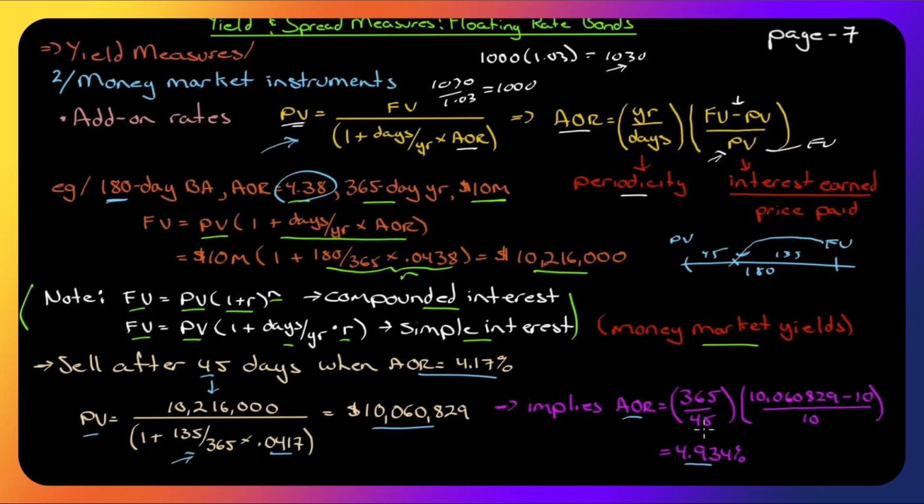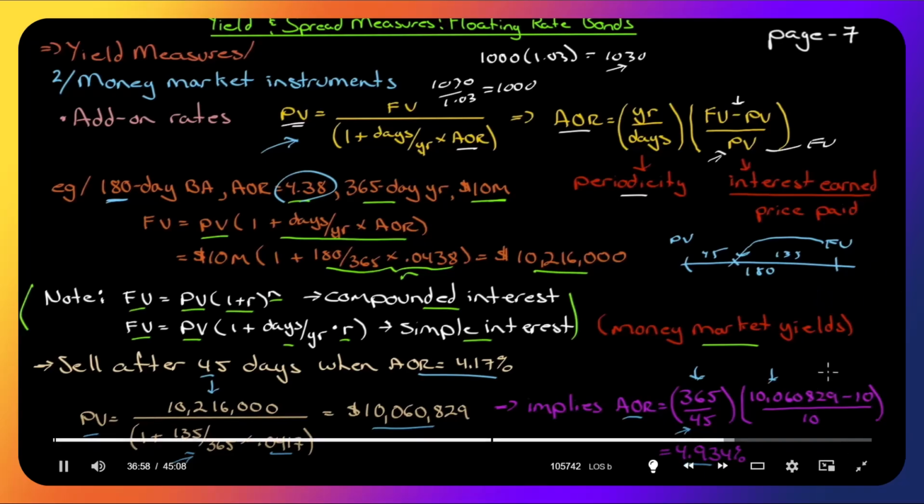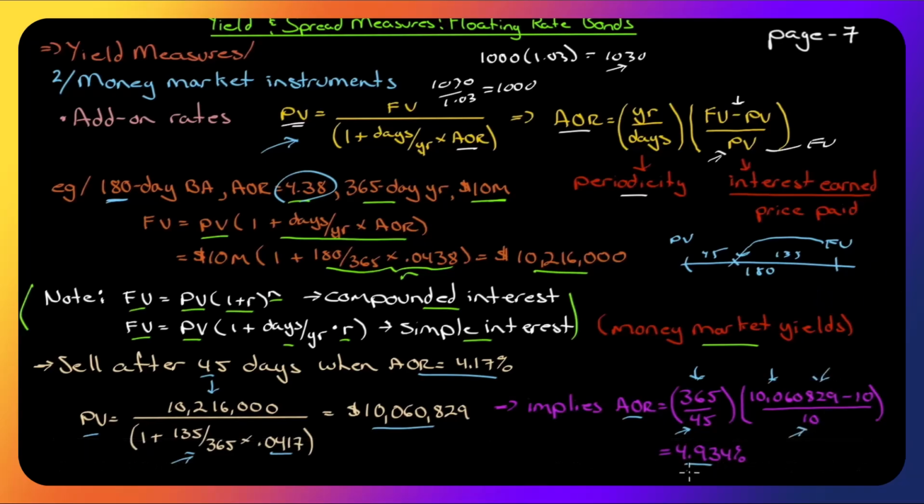Notice what I did here, 365 over 45. We held it for 45 days, right? So there are 365 days in the year. We held it for 45 days. That's our periodicity. 10.060829. I just put 10 point. I'm going to subtract 10 over 10 rather than writing out the full 10 million. There's the interest earned over what we paid, 4.934. So it implies that we earned an add-on rate of 4.934, which is higher than the 4.38.